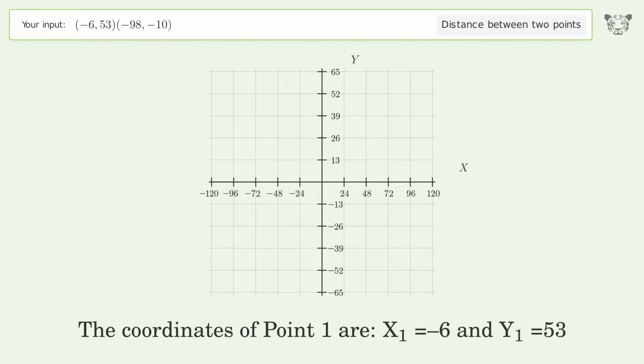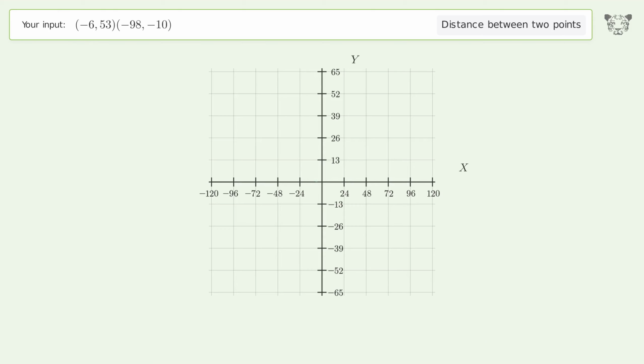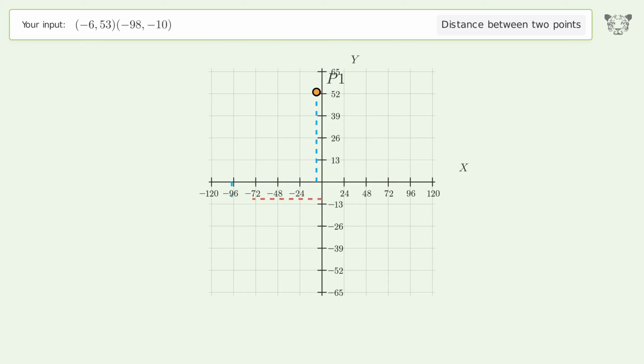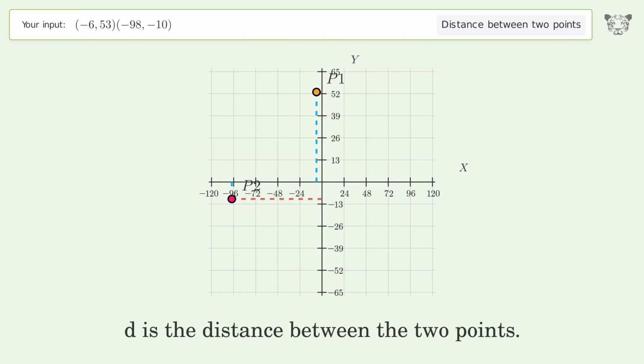The coordinates of point 1 are x1 equals -6 and y1 equals 53. The coordinates of point 2 are x2 equals -98 and y2 equals -10. D is the distance between the 2 points.